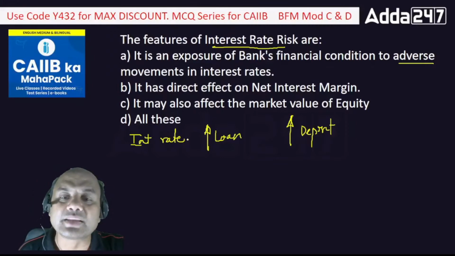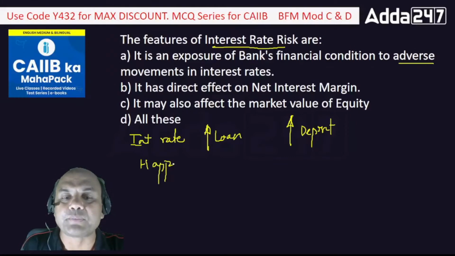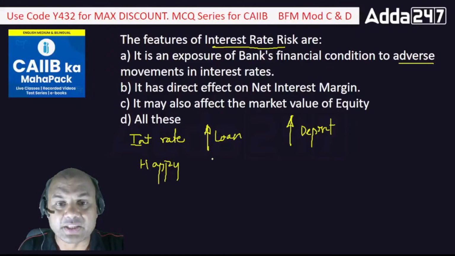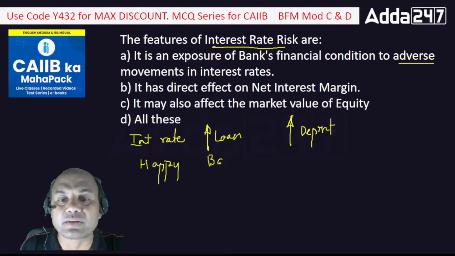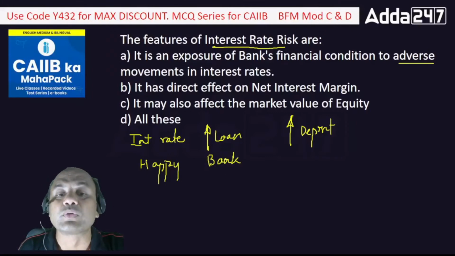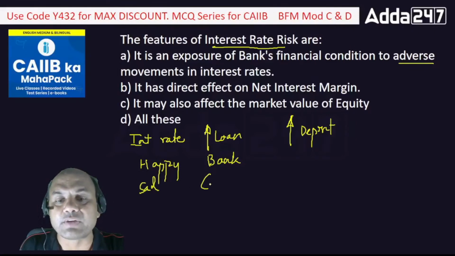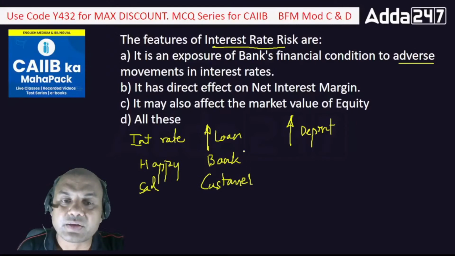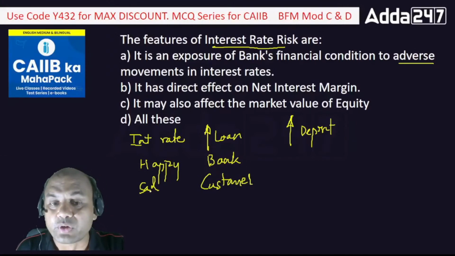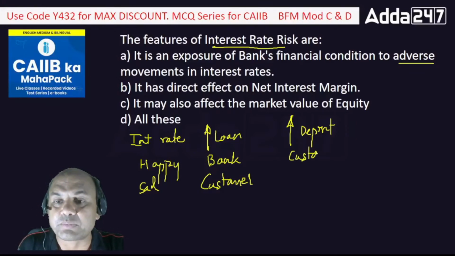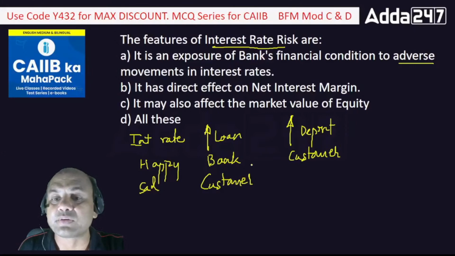So what happens in this case? If the loan rates are up, who will be happy? I'll write this table over here. Who is happy? The bank is happy because the bank will earn more income. But who will be sad? The customer, because he will have to pay higher interest. But what about the deposit? Who will be happy? The customer will be happy because he will get more interest. And who will be sad?